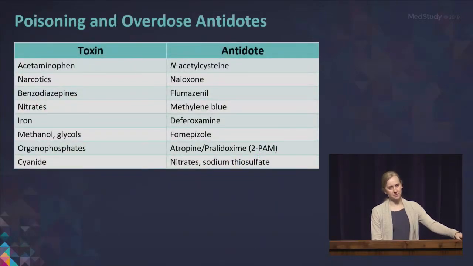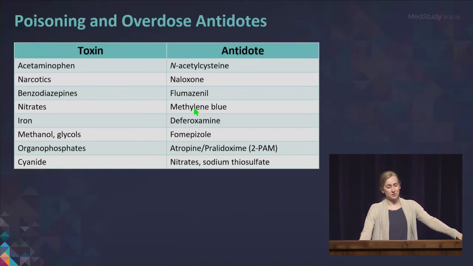So it's important to remember all of these antidotes, right? And you basically just have to memorize them. Some are easier to remember than others, right? So we talked about acetaminophen and N-acetylcysteine. Narcotics, I think we all know to give naloxone. Benzodiazepines, flumazenil. It's nice because it has a Z in it, just like there's lots of Z's in benzodiazepines.